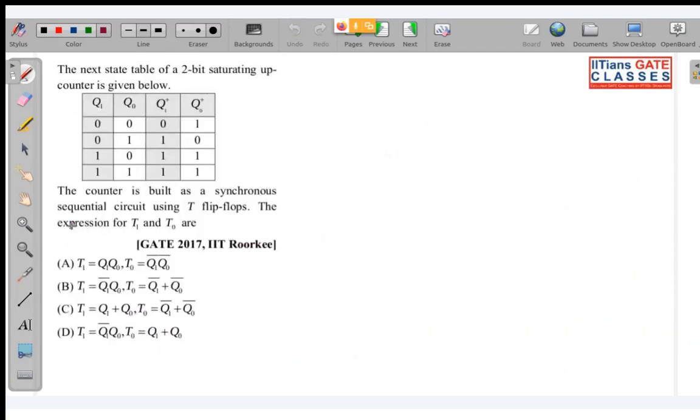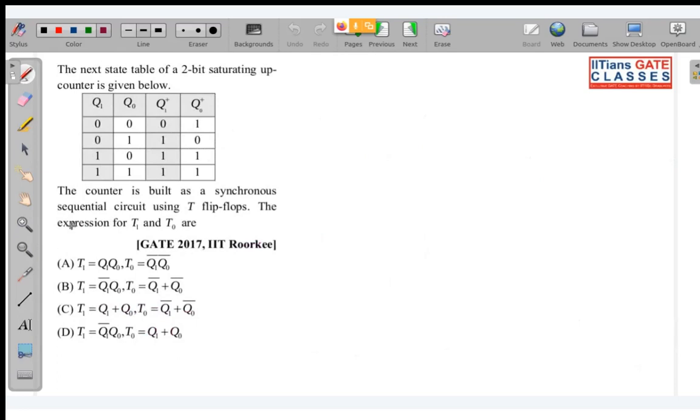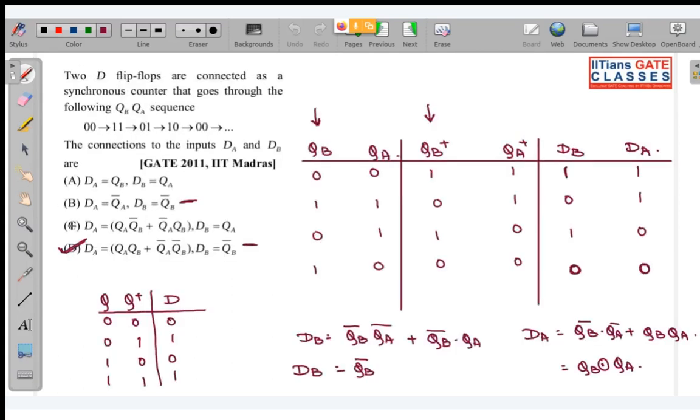Chalo, solve this question. This is from 2017. Okay, so you can note it down later. First, let the others understand the question. Copy this question quickly.